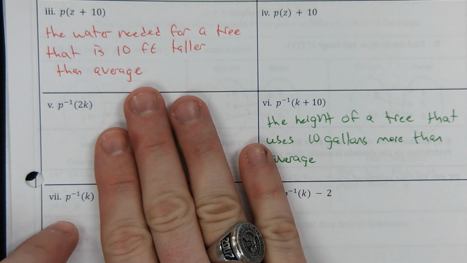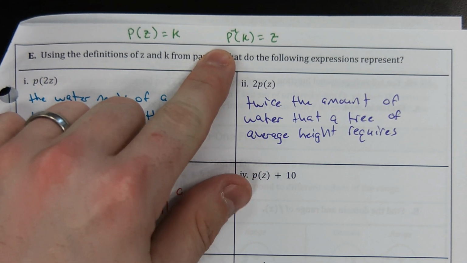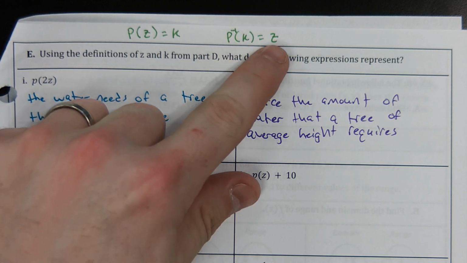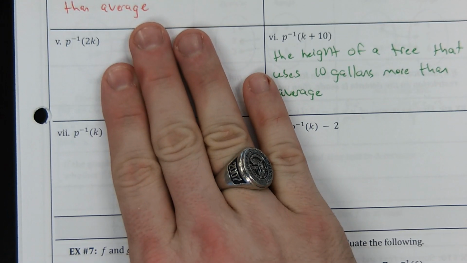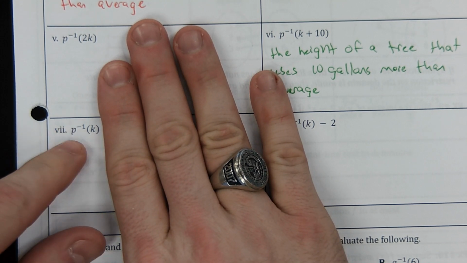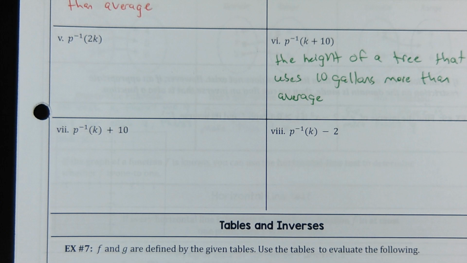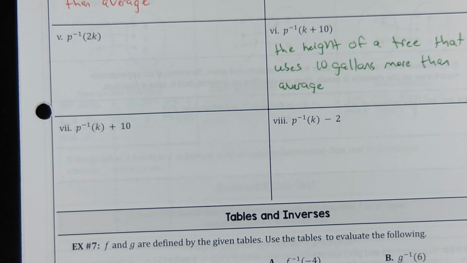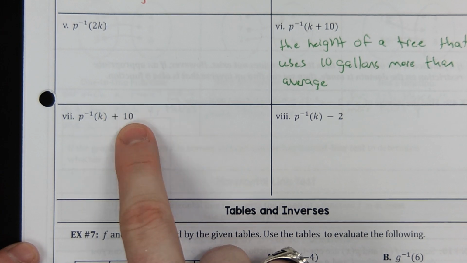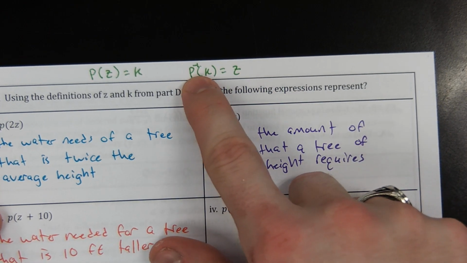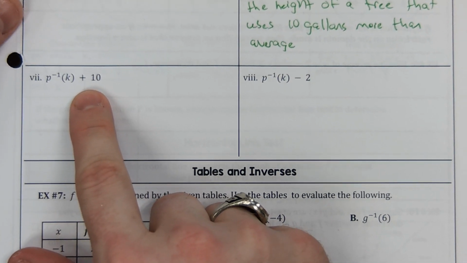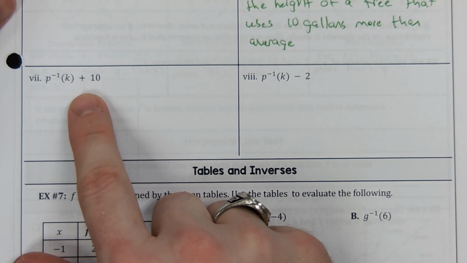Okay, P inverse of K is right here. This is a tree that uses this much water is this tall. So this says a tree that uses this much water is 10 more than average height. There we go. This is affecting the height, because if you add 10 to this side, you add 10 to this side. So this says a tree that uses, hold on, now I'm going to butcher it.